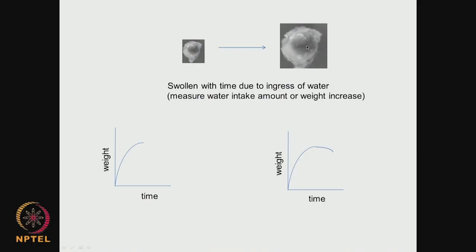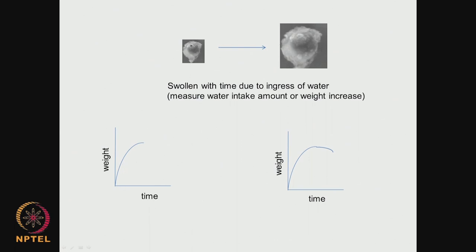The polymer may be degrading either as a bulk or surface erosion, as I said. So whatever is inside will get released, whatever is encapsulated. So I want to study how the swelling takes place as a function of time. It may follow a graph like this. As a function of time, it may go up and then flatten out. So you measure the weight as a function of time, and then you plot it.